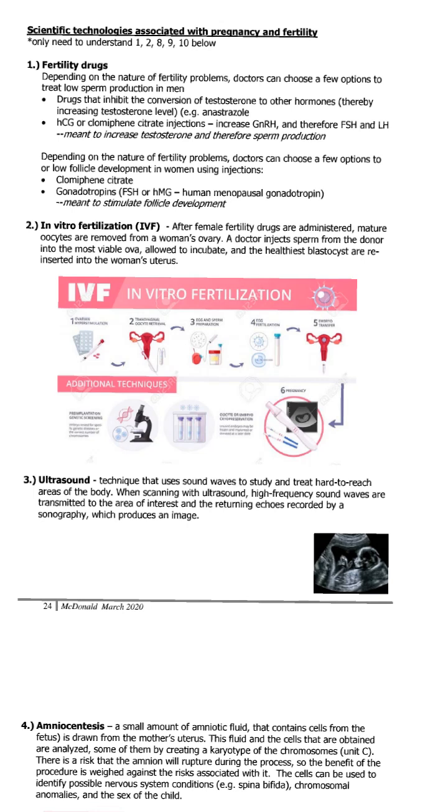In terms of technologies that are associated with pregnancy and fertility, the main ones that need to be understood are numbered 1, 2, 8, 9, and 10, but the other ones are related and they're still important for understanding. Fertility drugs can be used to increase follicle production in males and females. Depending on the reason, there's a few options that can be performed.